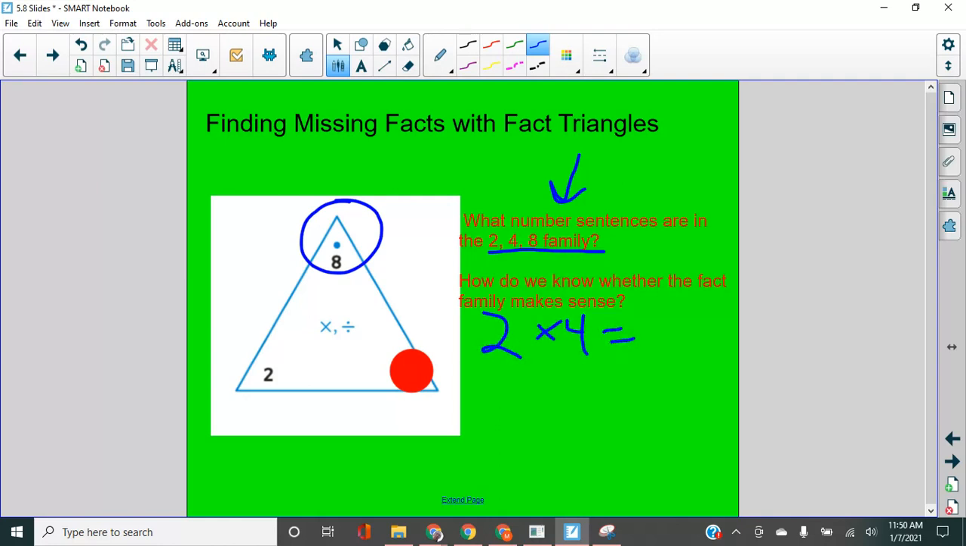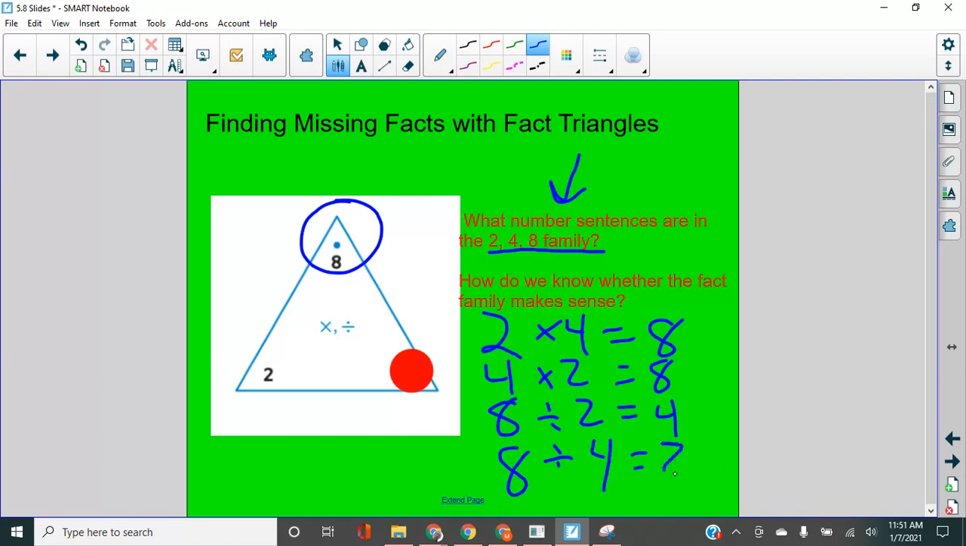2 times 4 equals 8. And then other people might have done this one. 4 times 2 equals 8. And then we can also use the division fact. 8 divided by 2 equals 4. And 8 divided by 4 equals 2.